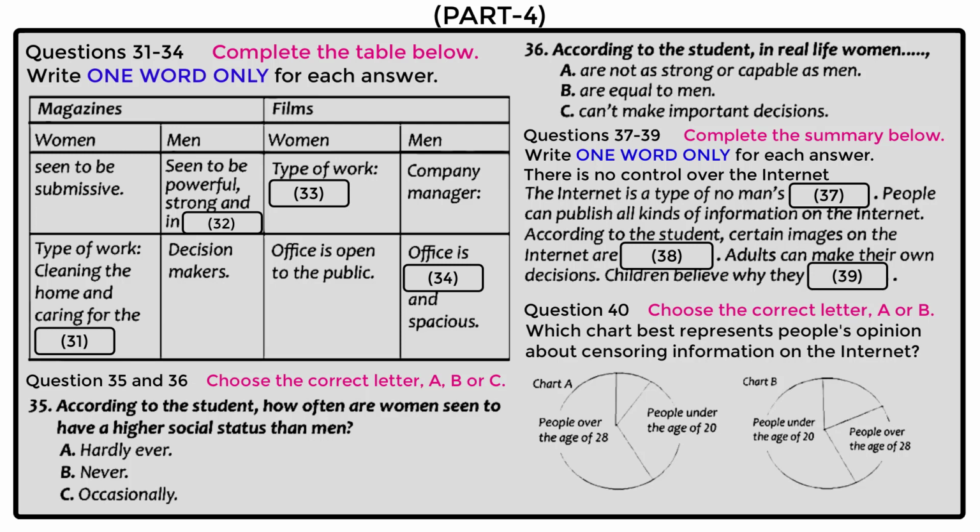And how do other people feel about information on the internet? Actually, I carried out a survey to find out other people's opinions. As you can see from this chart, the majority of people over the age of 28 were in favour of restricting the information. It was only people under the age of 20 who really thought that information shouldn't be censored. In fact, only about 8% said that information on the internet should be restricted in some way.